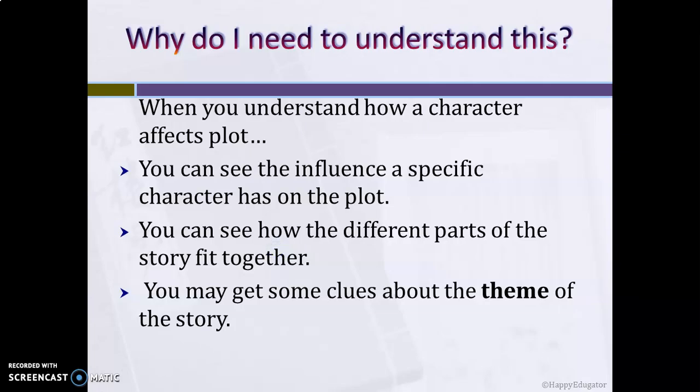So, why do I need to understand this? Why is understanding how a character's actions affect the plot an important strategy for a fourth grade reader? Well, when you understand how a character affects the plot, you can see the influence a specific character has on the plot. So, you can see how major or minor a character's influence is. You can also see how the different parts of the story fit together, all the different elements that come together to create a great story. You can see them more clearly when you understand how a character has been affecting the plot.